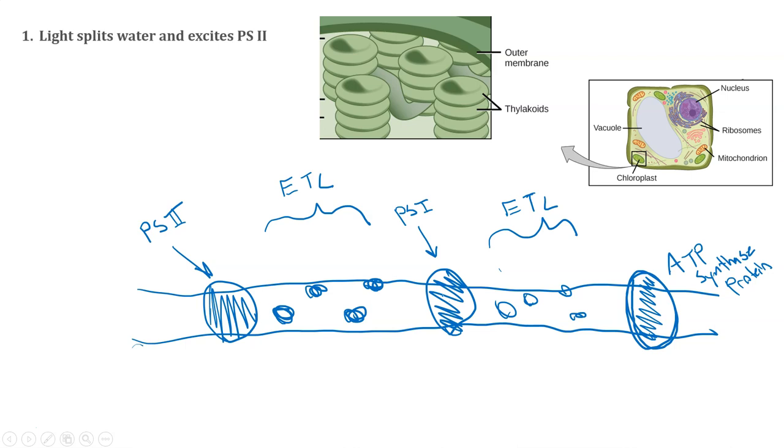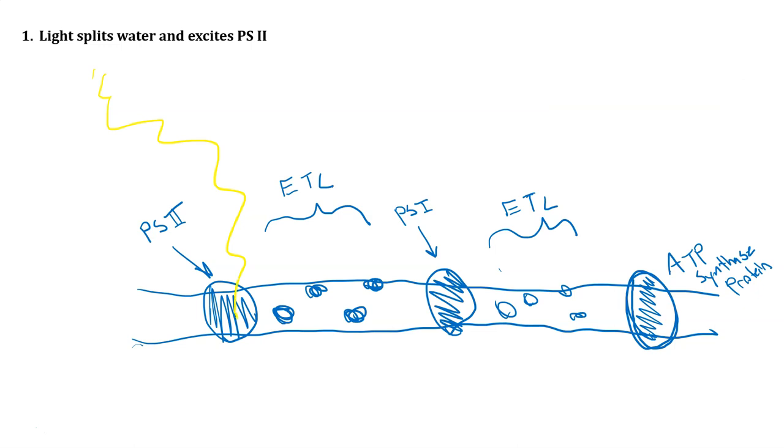All right, so here's what happens. It all starts with light. So maybe I'll get a nice little yellow color here. We've got light coming down, striking this membrane, and what's going to happen is that water that's inside of the membrane gets split by that light in a process known as photolysis, which means light splitting. Okay, so this gets split into hydrogen ions, two of them, and then oxygen.